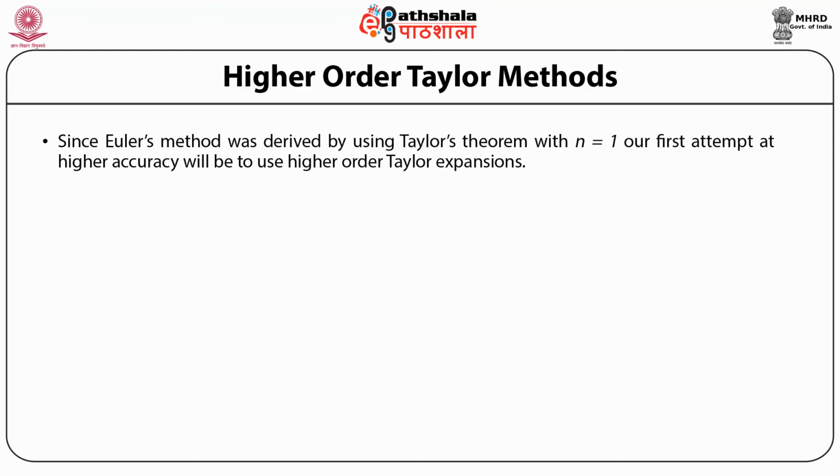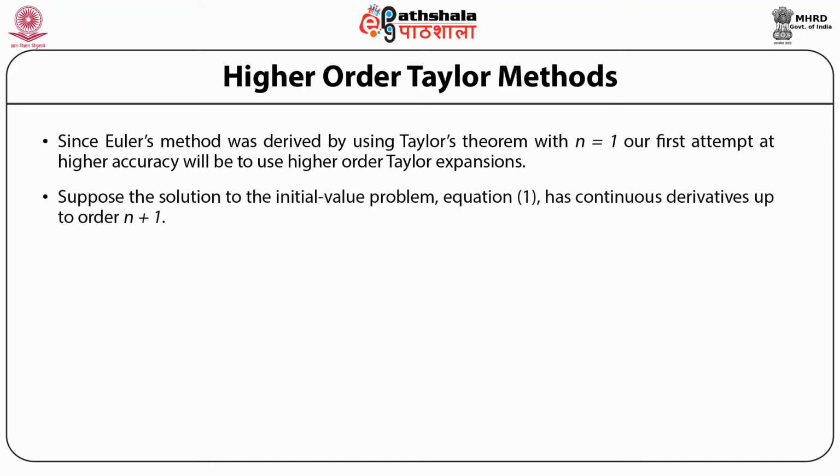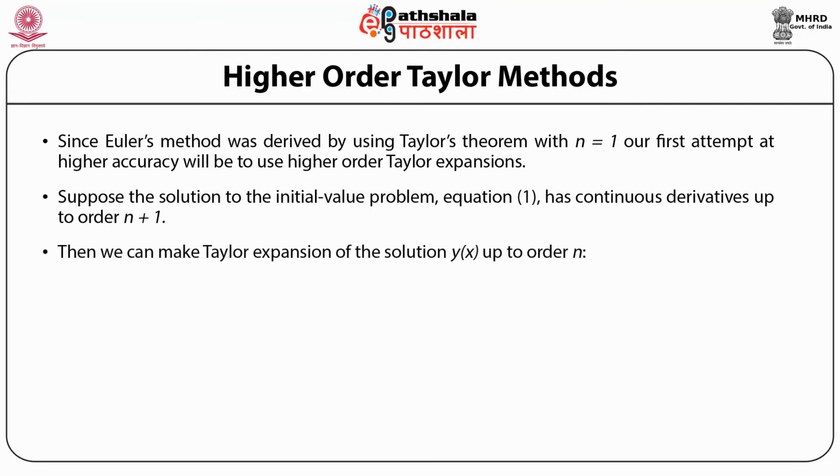Since Euler's method was derived by using Taylor's theorem with n equal to 1, our first attempt at higher accuracy will be to use higher order Taylor expansions. Suppose the solution to the initial value problem, equation 1, has continuous derivatives up to order n plus 1, then we can make a Taylor expansion of the solution y(x) up to order n.